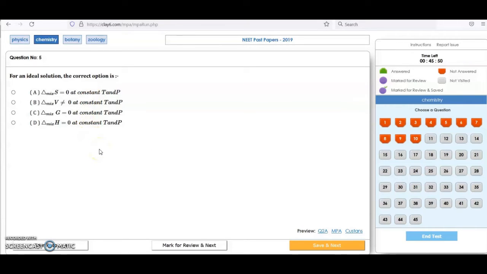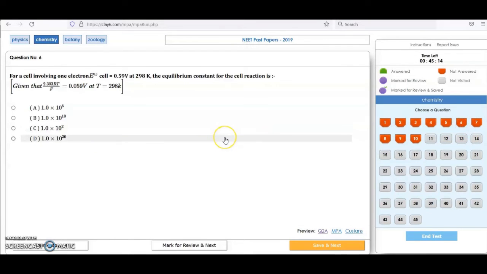The next question is: for an ideal solution, we have to choose the correct option. We know that if a solution obeys Raoult's law, we call that an ideal solution. Along with that, it satisfies criteria such as delta mix H equal to 0, or delta mix V equal to 0. But when we look at the options, the only option which satisfies the condition is delta mix H equal to 0, at constant T and P. So option D will be the right option. Let us have a look at question number 6.